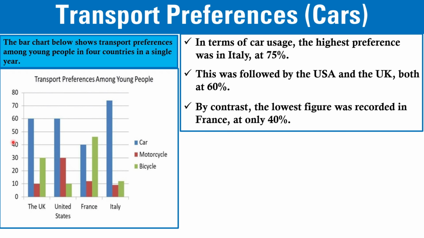First, start with the highest. In terms of car usage, the highest preference was in Italy at 75%. Next, group the middle values. This was followed by the USA and the UK, both at 60%. Notice here how we show equality by saying both.